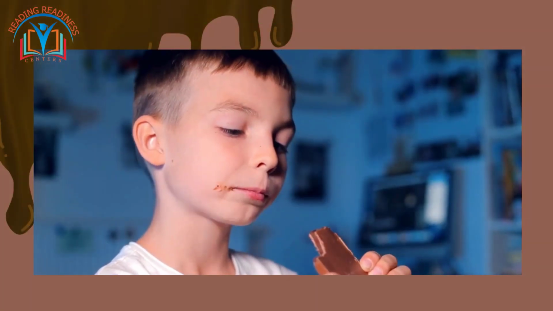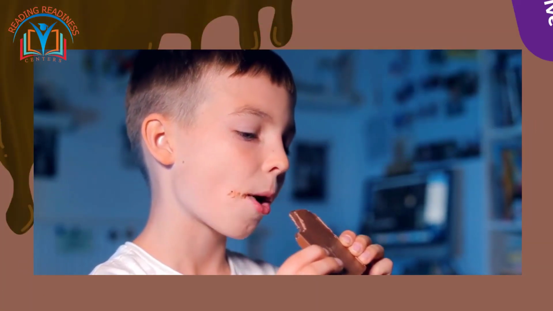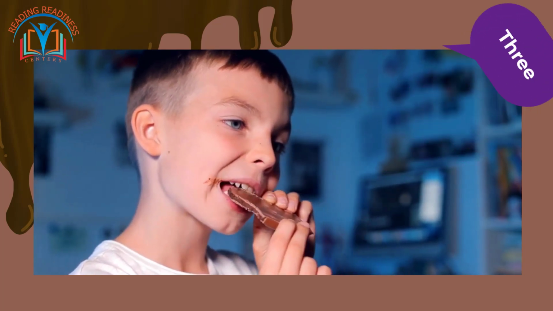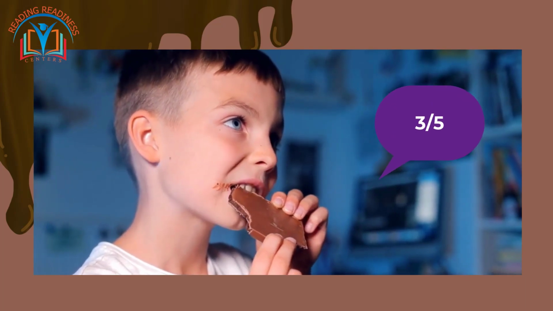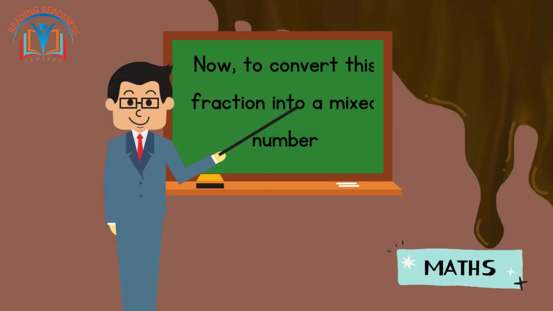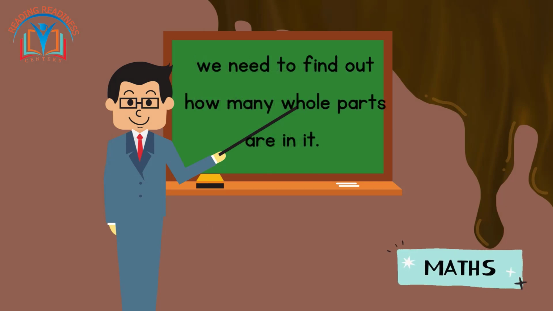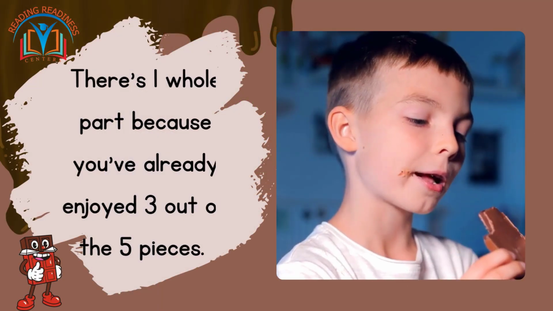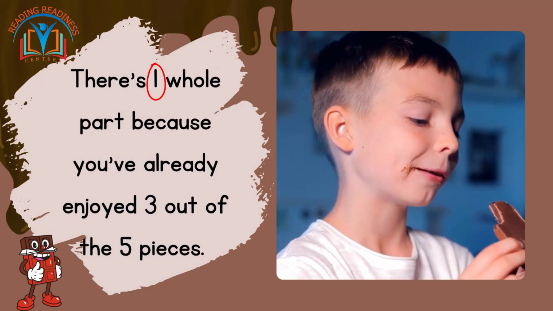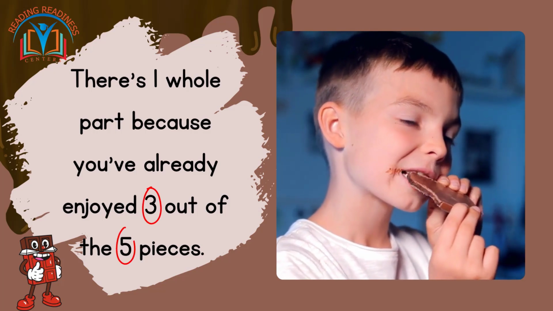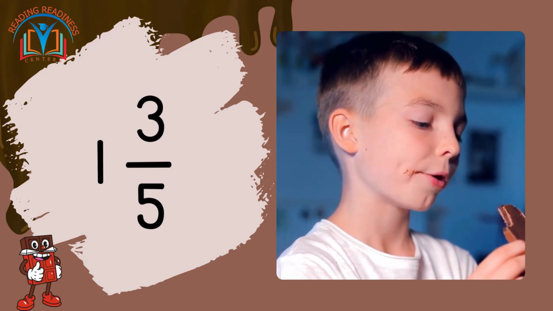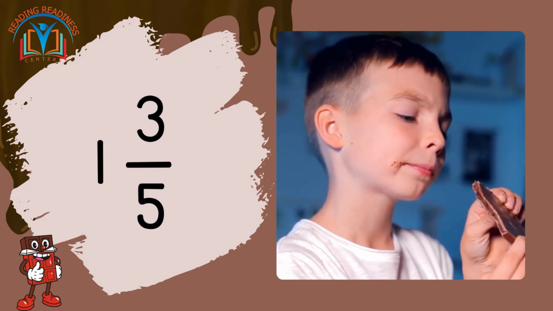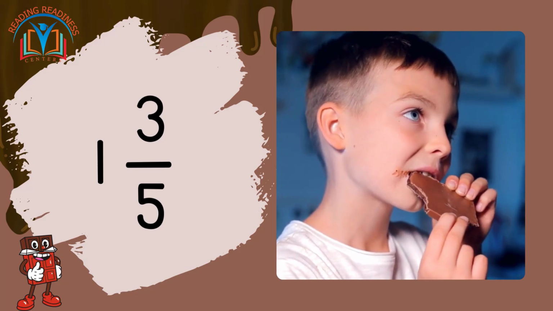Imagine you have a chocolate bar divided into 5 equal pieces, and you've enjoyed 3 of those pieces. The fraction representing this is 3/5. That's the part of the chocolate bar you've savoring. Now, to convert this fraction into a mixed number, we need to find out how many whole parts are in it. In our example, there's 1 whole part, because you've already enjoyed 3 out of the 5 pieces. So, the mixed number is 1 3/5. Think of it like having 1 whole chocolate bar, and indulging in an additional 3/5 of another.